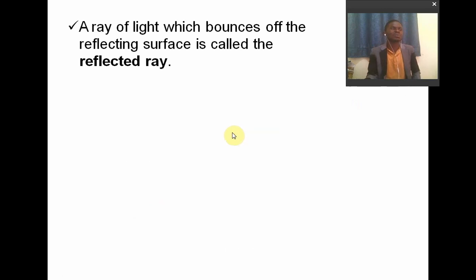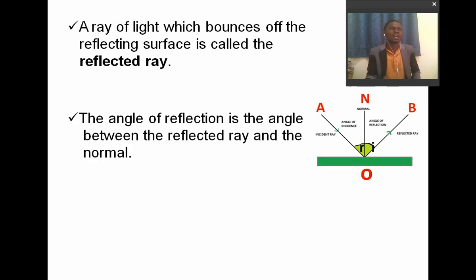Let's continue. A ray of light which bounces off the reflecting surface is called the reflected ray. This one here is bouncing off. It is going away from the reflecting surface. So it is called the reflected ray.